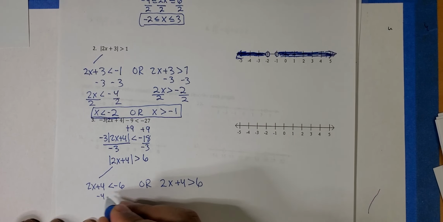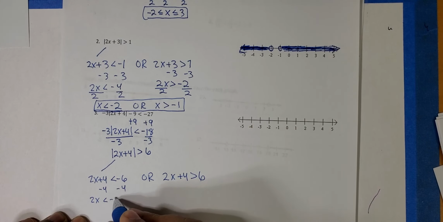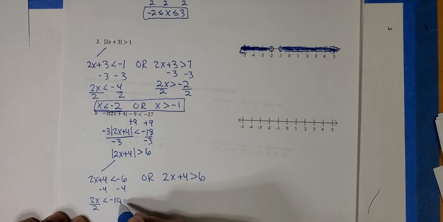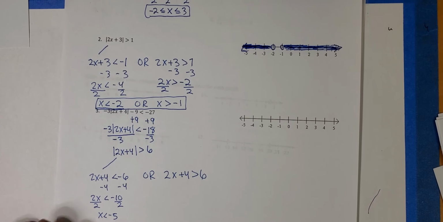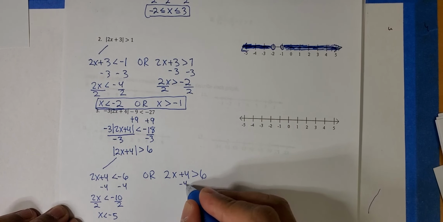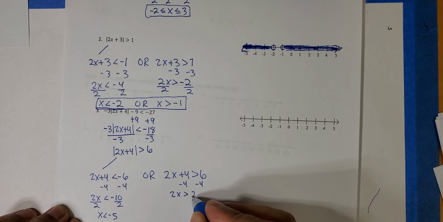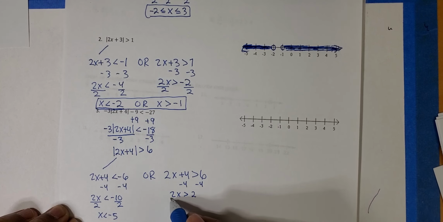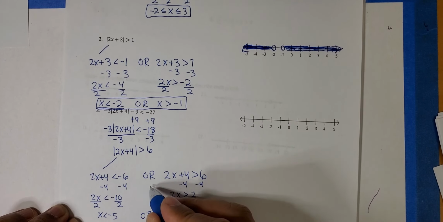So I'm going to subtract this 4. And then I have 2x less than negative 10. And then divide by 2. So x is less than negative 5. There's one side. And then do the same thing with the other one. So for the other one, I'm going to also subtract 4. So then we have 2x greater than 6 minus 4 gives us 2. And last, divide by 2. So x is greater than 1. So x less than negative 5 or x greater than 1.